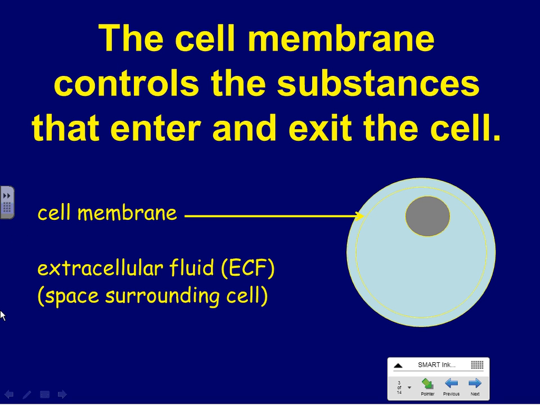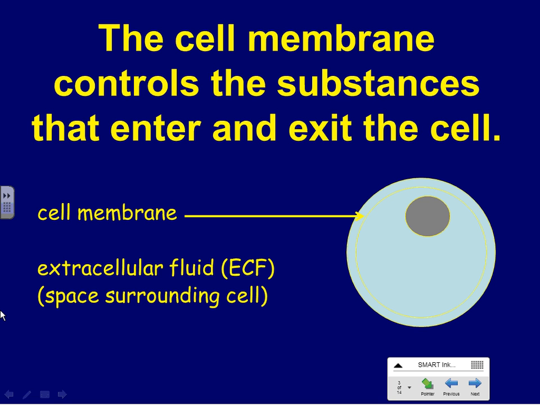So the cell membrane controls the substances that enter and exit the cell. In terms of this cell, you can draw your little cell very simply. Just put a circle with a nucleus in the middle. And then there's a circle on the inside to represent that cell membrane. The outside could be maybe a cell wall if we're talking about a plant cell. Let's not worry too much about it.